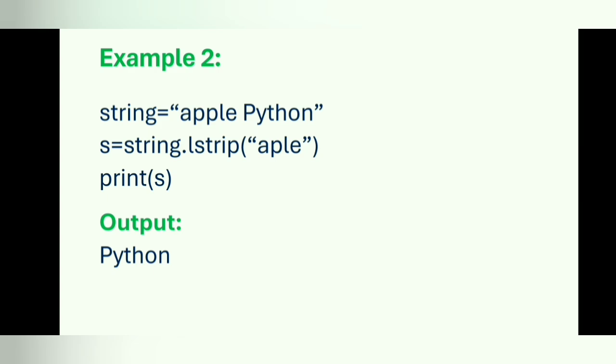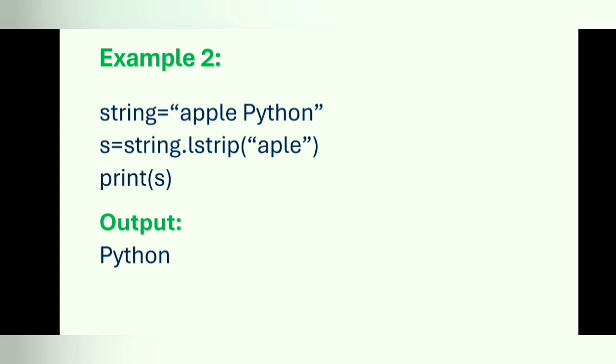Lstrip a, p, l, e will do the same thing as lstrip a, e, l, p or lstrip p, l, e, a. The characters a, p, l, e are to be stripped from the string Apple Python. The resultant string we acquire will be Python.